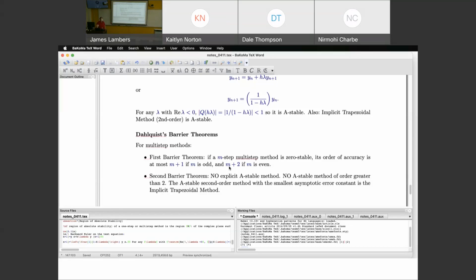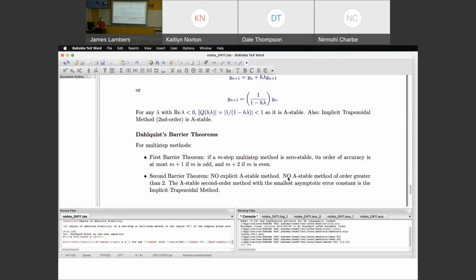It is weakly zero stable, but it's still zero stable. So it bumps up against that ceiling. So if you had a case of a two-step method being somehow fifth order accurate, it could not be zero stable. And then the second barrier theorem said that there's no such thing as an explicit A-stable method. Only implicit methods can be A-stable.